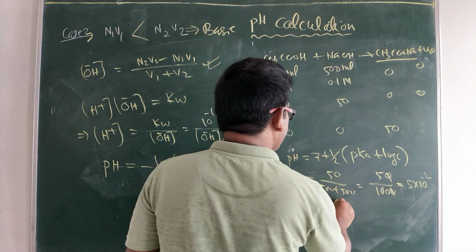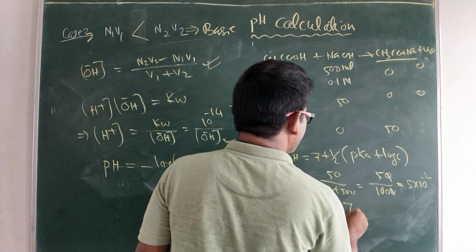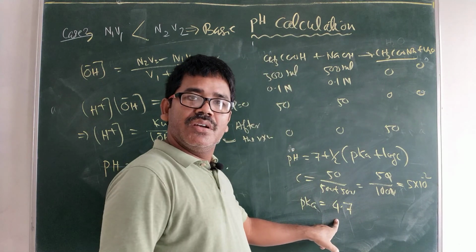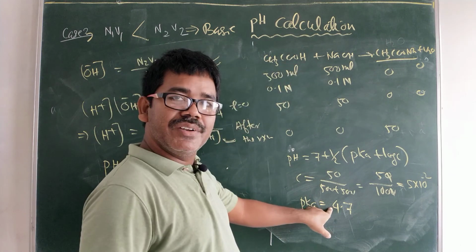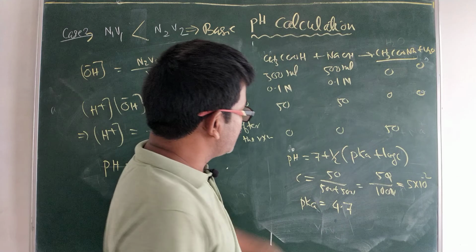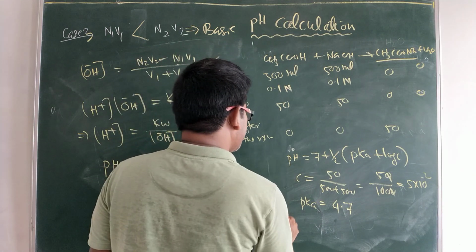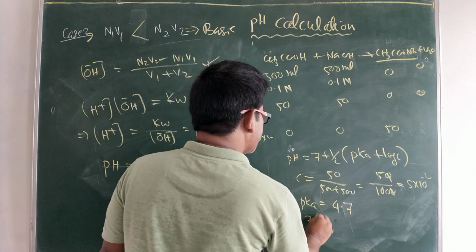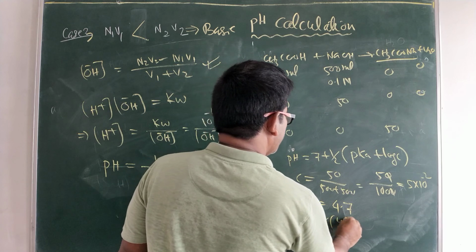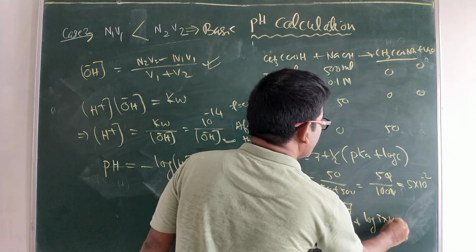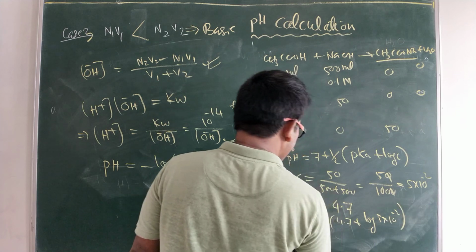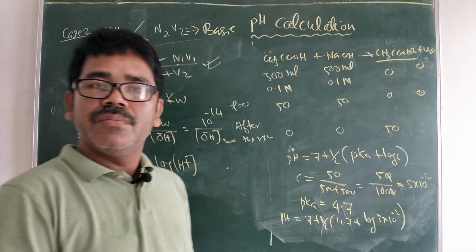Let us consider the pKa value for acetic acid is 4.7. This value will be given. Therefore, by putting the values, what will I get? I will get pH equal to 7 plus half of 4.7 plus log of 5 into 10 to the power minus 2. Solve it, you will get the pH. Very simple.